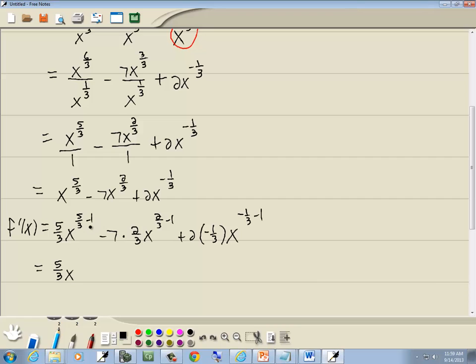Well, 5/3 minus 1 gives us 2/3. If you're not very good with fractions, just plug these in your calculator. Minus 7 times 2 is 14. I don't really want you to waste a lot of time on the pre-algebra part. I'd rather you be doing the calculus. 2/3 minus 1 gives us negative 1/3. Now that I made that statement, I'll probably screw up on these fractions. 2 times negative 1/3 is negative 2/3. Hubris. Negative 1/3 minus 1 gives us negative 4/3.